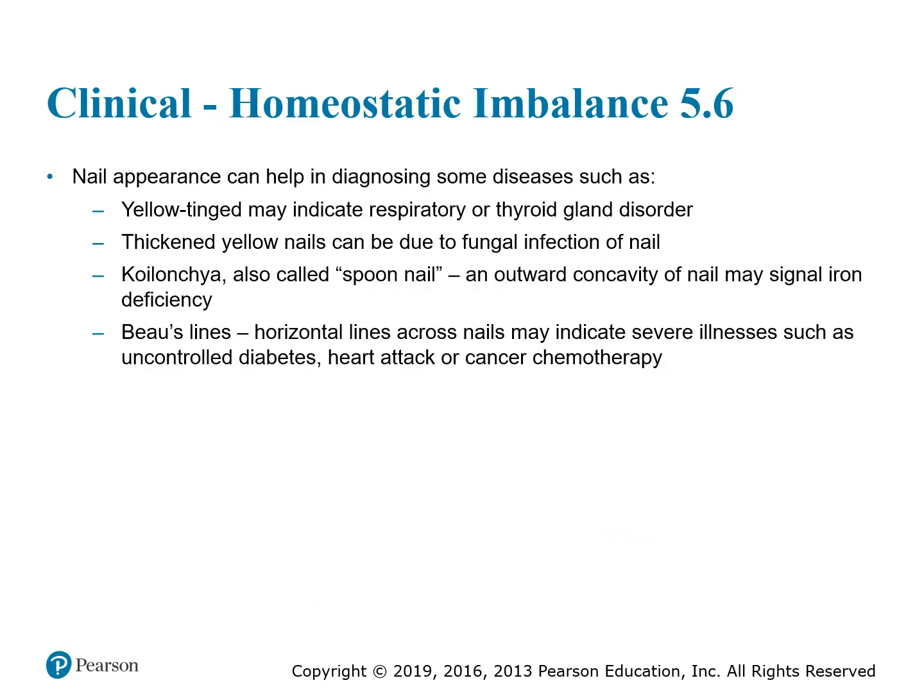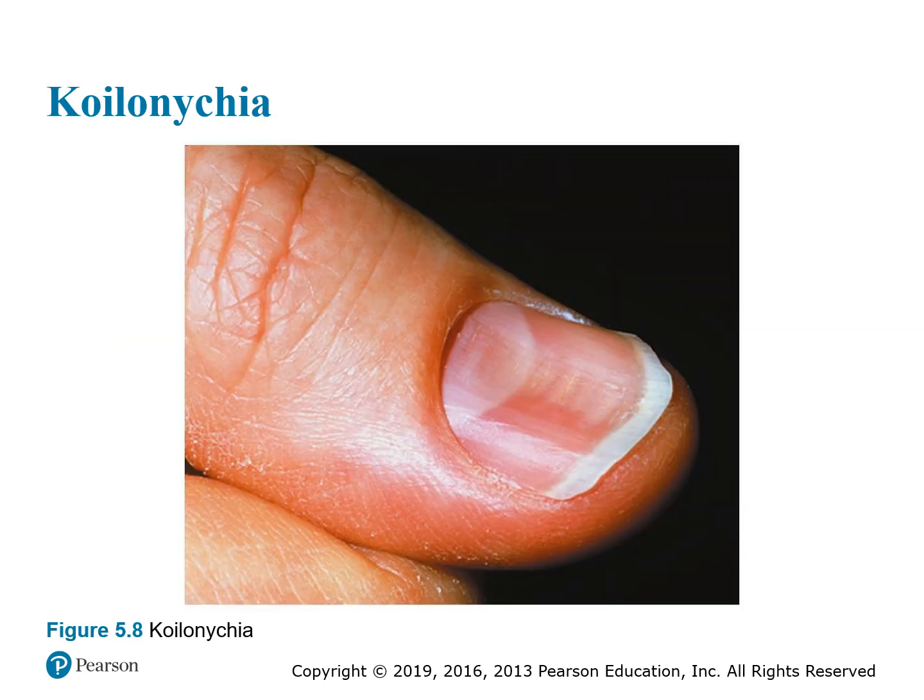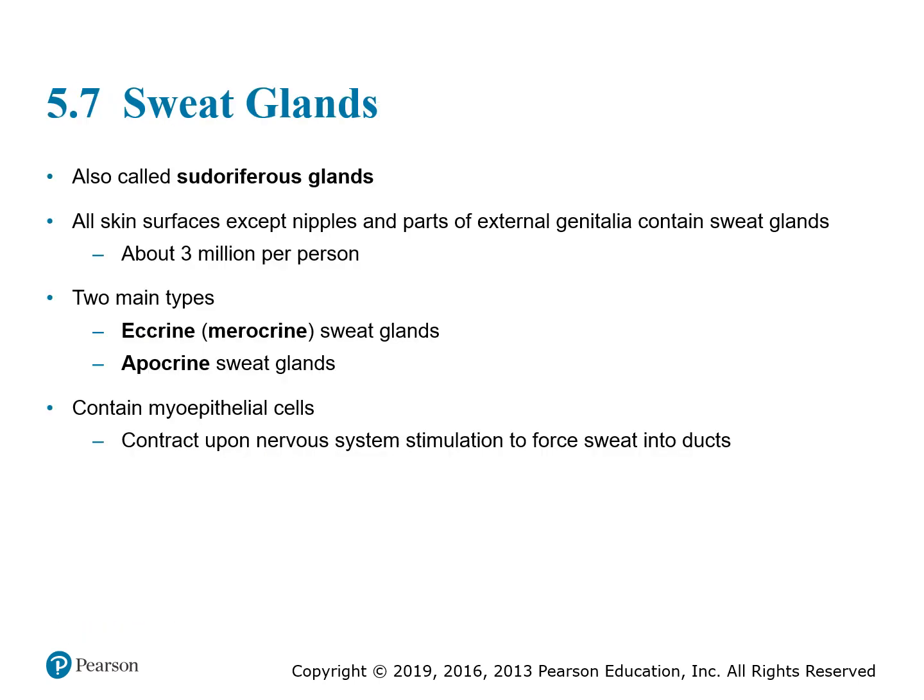So, as mentioned, nails are a good indicator of general overall health. Any kind of yellow tinge could be a problem with your pH due to respiratory problems, or could be indicative of a thyroid gland disorder. Thickened yellow nails can be due to fungal infections. Spoon nail, with outward concavity, might indicate an iron deficiency. And then horizontal lines across the nails could indicate some type of severe injury or illness like diabetes, heart attack, or even cancer. And so here's that spoon nail we saw.